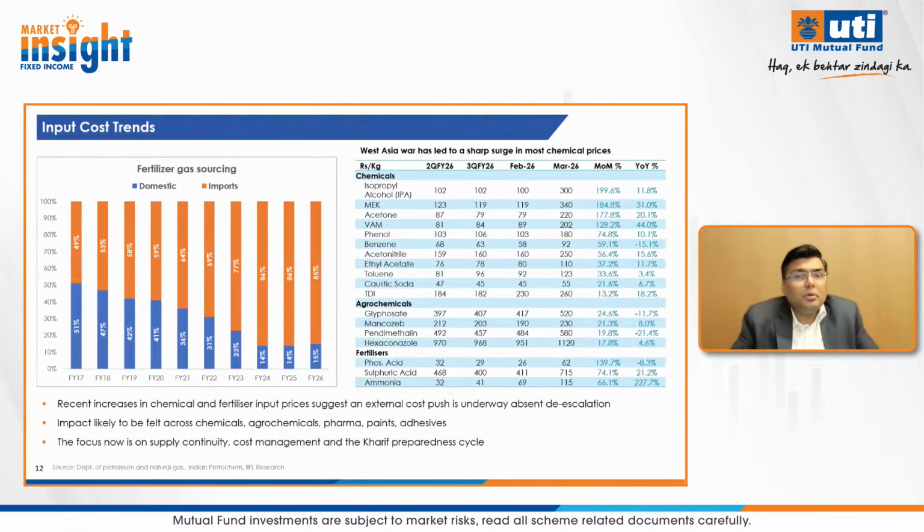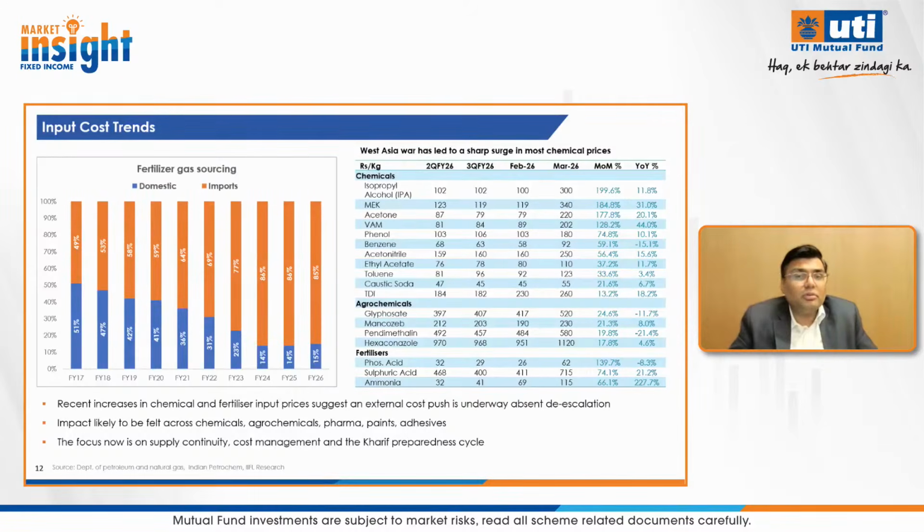So on the input cost trend, we talked about how there is a shortage of various inputs. If you just look at the fertilizer industry, for example, and as you can see from the trend, in 2017 about 49% of the fertilizer industry was using imported gas. Now that number has gone to 85%. So 85% of the industry's gas requirements are met by imported gas. And that's why the intensity of the conflict and the shortage have a much more bearing on fertilizer prices as well as fertilizer supply compared to what it used to be 5 years back.